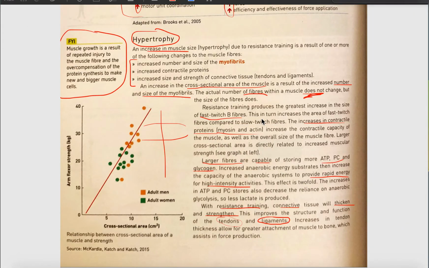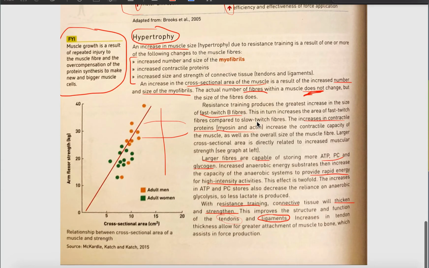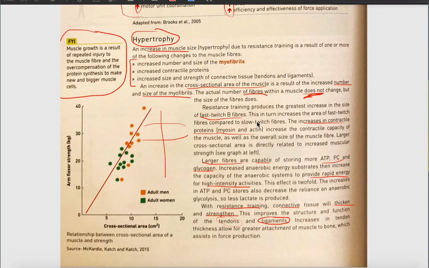So as the myofibrils increase, it is actually the fast twitch B fibers that increase the most. They're the non-oxidative ones. And this means that there will be a higher number of actin and myosin, these contractile proteins, inside those fast twitch fibers, which leads to more of that coupling and that pulling together. If there's more actin and more myosin, there's more cross-bridging and generating of force because more fibers are grabbing together. That means the muscle becomes stronger.